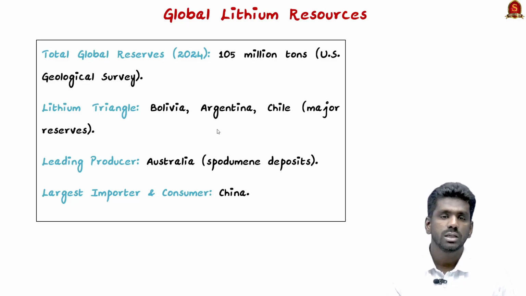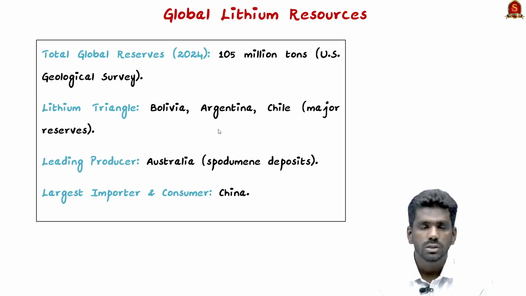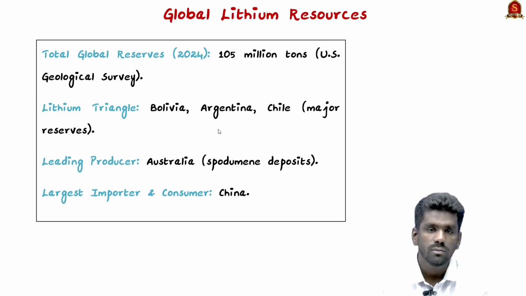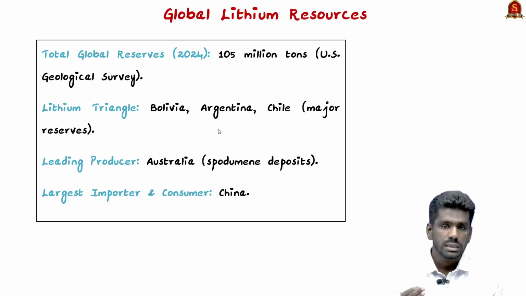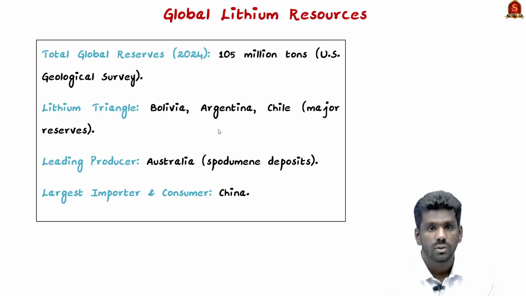According to the US Geological Survey in 2024, lithium resources around the world have increased significantly and have reached a total of 105 million tons. The major portion of the world's lithium is found in the Lithium Triangle, which covers parts of South America. It includes 3 countries, Bolivia, Argentina and Chile. So these 3 countries have more lithium resources and this forms the lithium triangle. This region has some of the richest lithium deposits, but the leading producer of lithium is not one of these 3 countries but Australia.